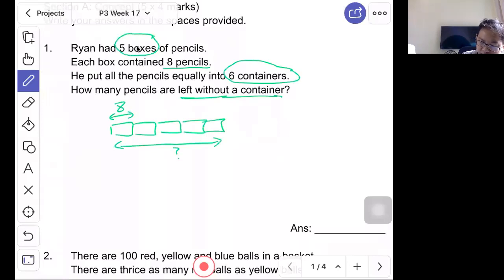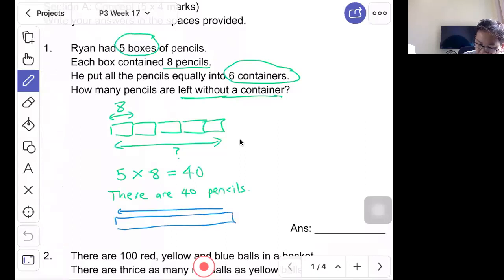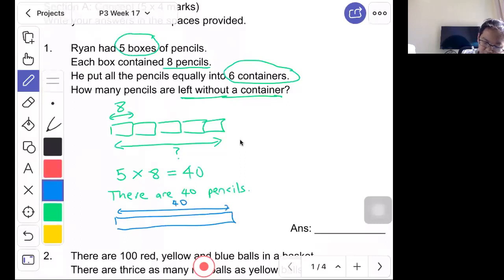So this is the first model, 5 boxes of 8 pencils. So you do 5 × 8 equals 40. So there are 40 pencils. Next, you take all the 40 pencils and put them into 6 containers. 1, 2, 3, 4, 5, 6.